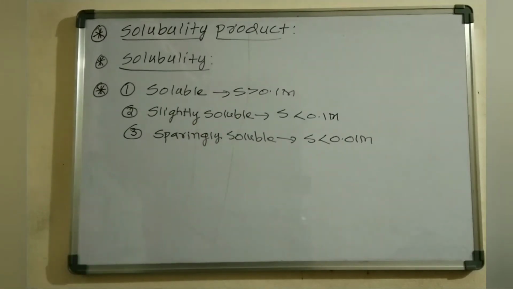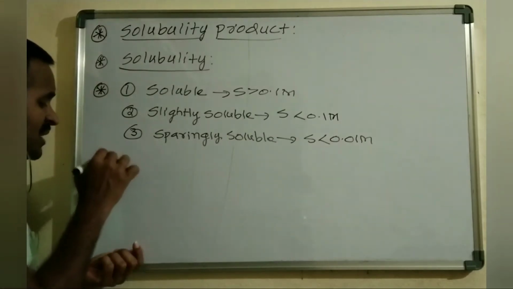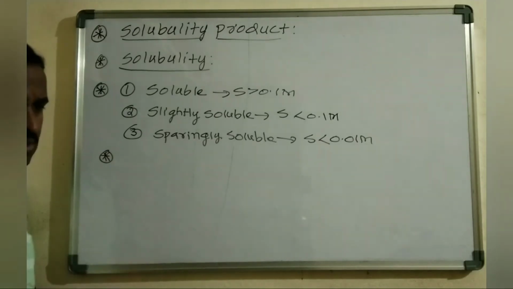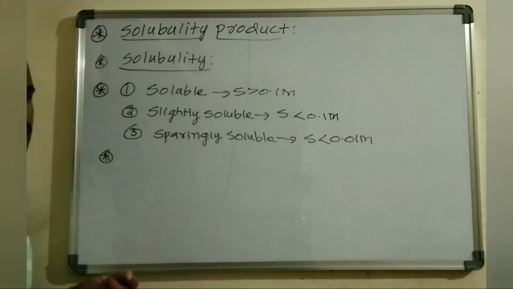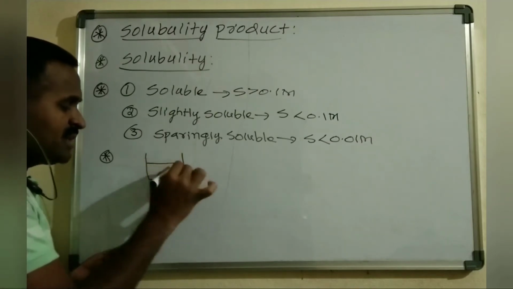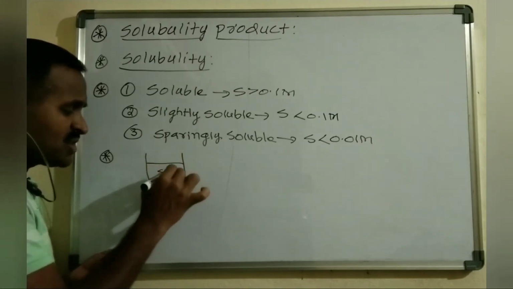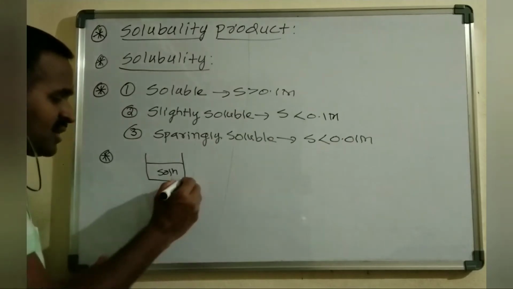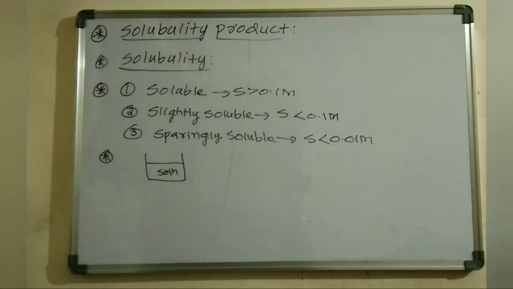Here, a saturated solution is a solution in which no more solute is dissolved. That means if we add an excess amount of solute, that solute will not dissolve in the solution. The solution has reached its saturation level, and if you add excess solute, it will not dissolve. Such a solution is a saturated solution, right?